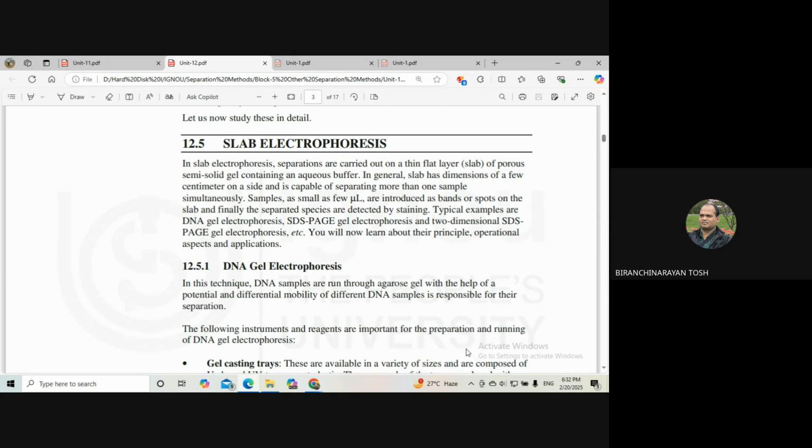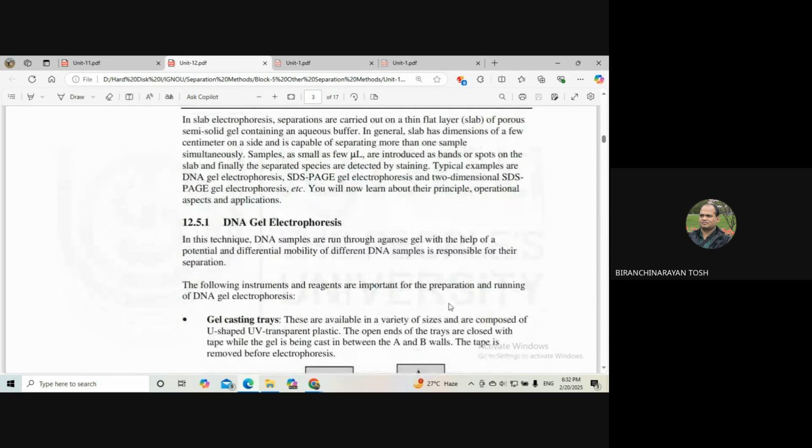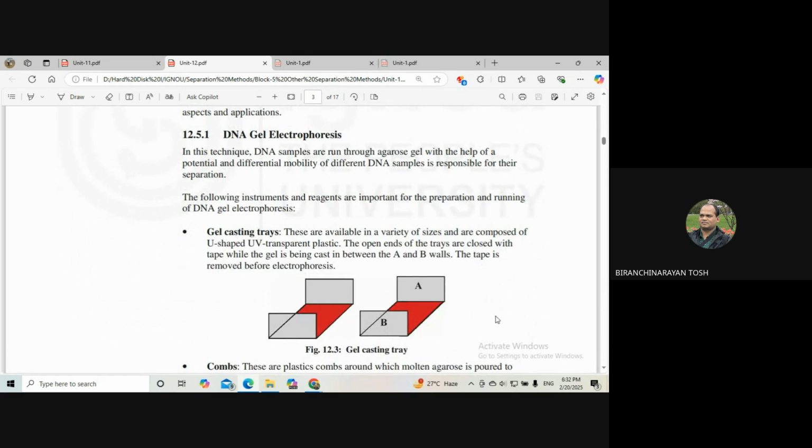So, what is DNA gel electrophoresis? In this technique, DNA samples are run through agarose gel with the help of a potential, and the differential mobility of different DNA samples is responsible for their separation. So these are the instrumentation.